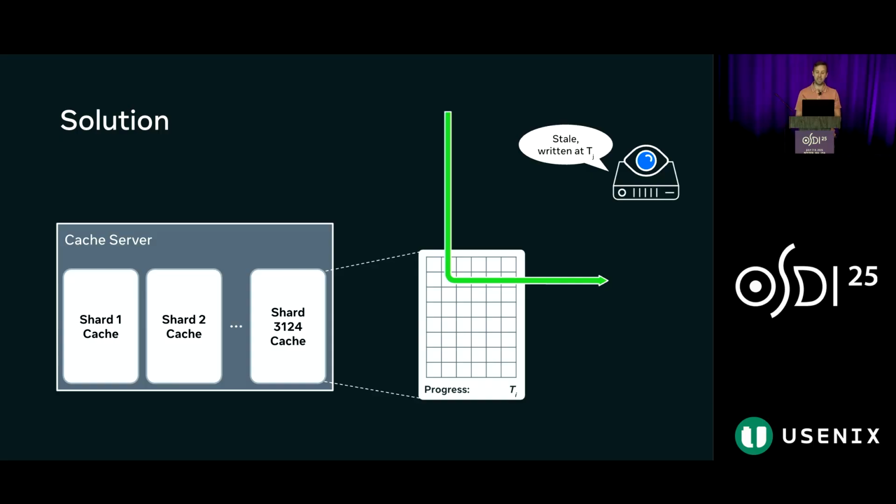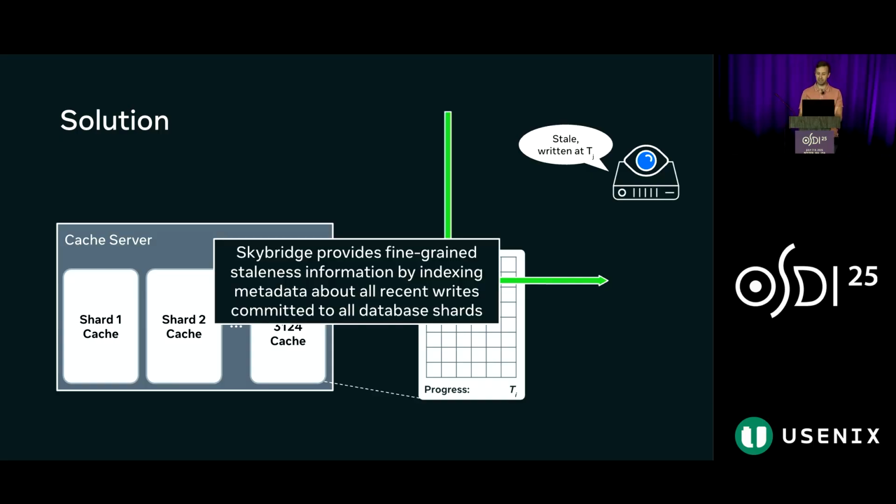This is Skybridge's key capability. Skybridge provides fine-grained staleness information to enforce bounded staleness. To achieve this functionality, Skybridge must index metadata about all writes committed to all database shards.